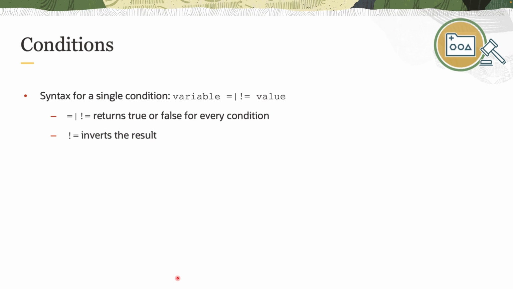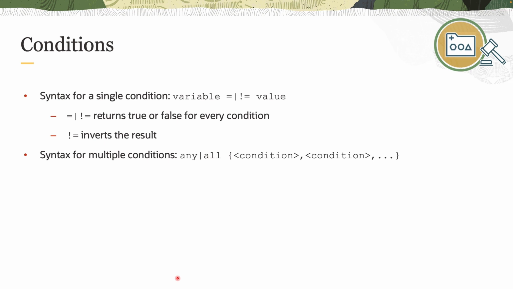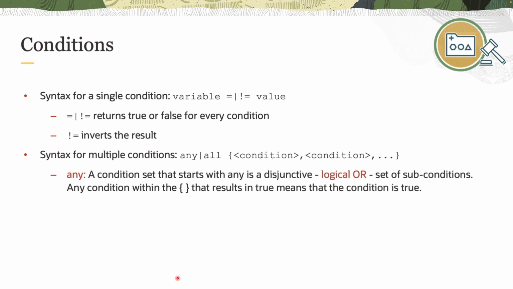Now let us move on to multiple conditions. To handle multiple conditions, we use two keywords, any and all. These keywords have specific meanings. When we use any, it means the conditions within the curly braces act like a logical OR operation. In simple terms, if any of the subconditions within the curly braces evaluates to true, the overall condition is considered true. It is like saying if any of these conditions are true, then the whole condition is true.